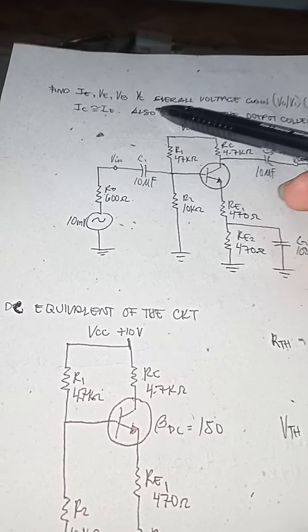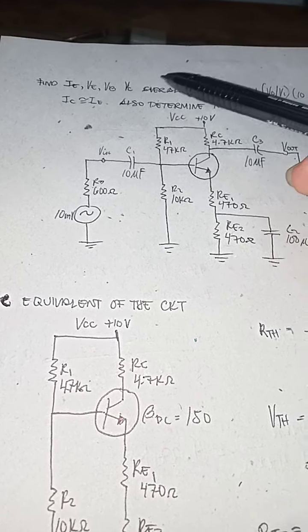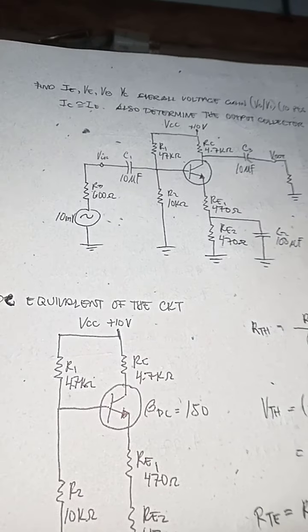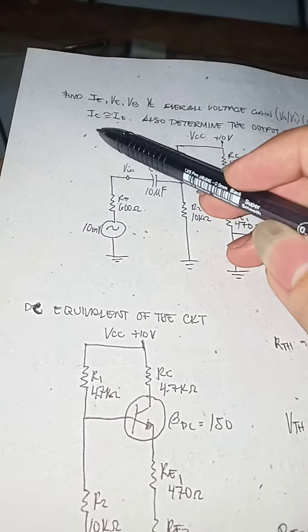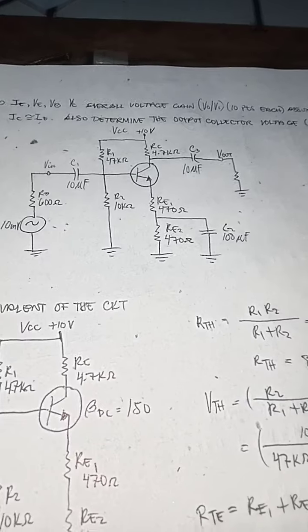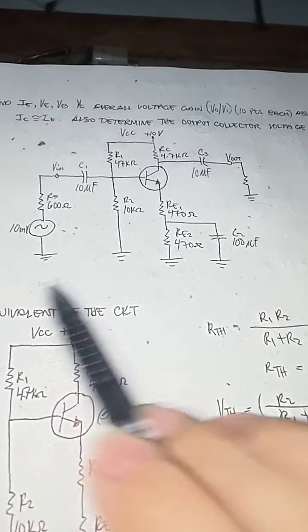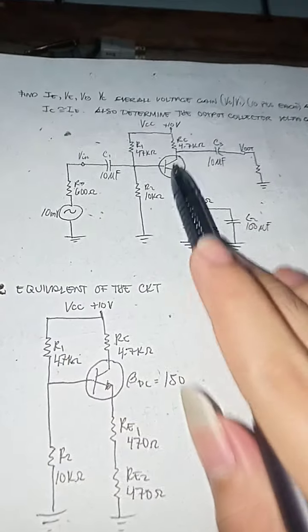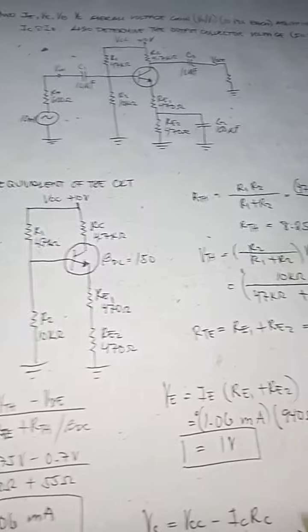Find the emitter current, emitter voltage, base voltage, collector voltage, and overall voltage gain, assuming that collector current is approximately equal to emitter current. Also determine the output collector voltage. This is the circuit. Now, the DC equivalent of this circuit is this one.